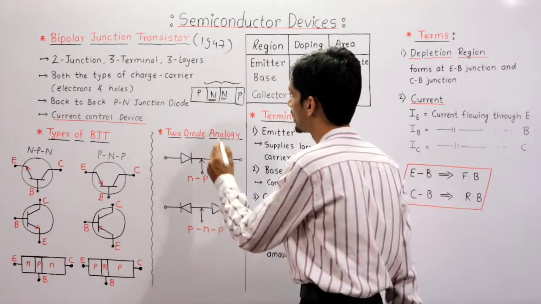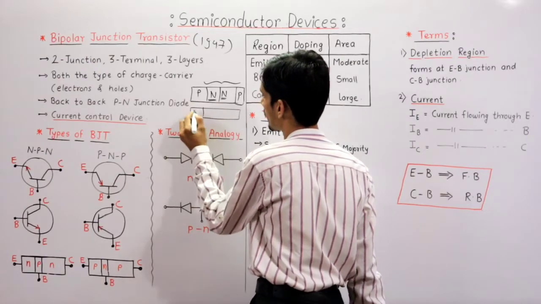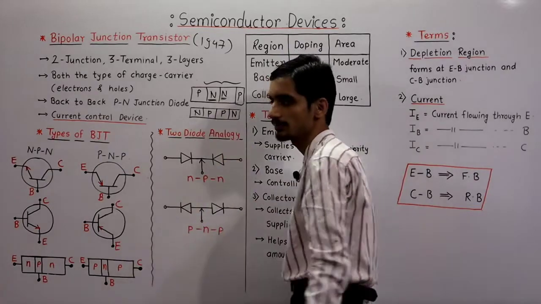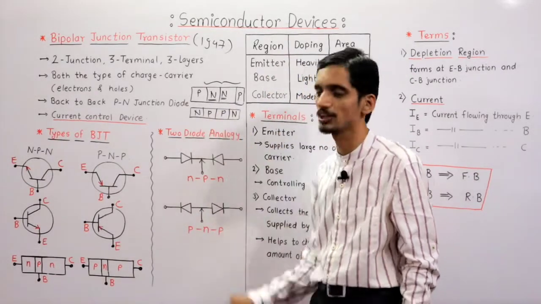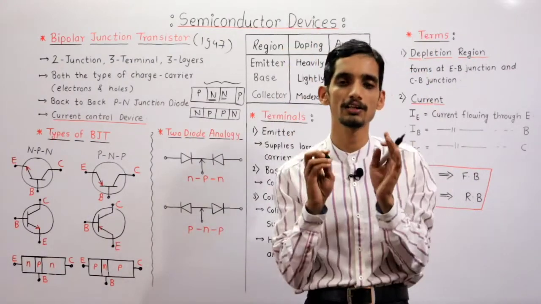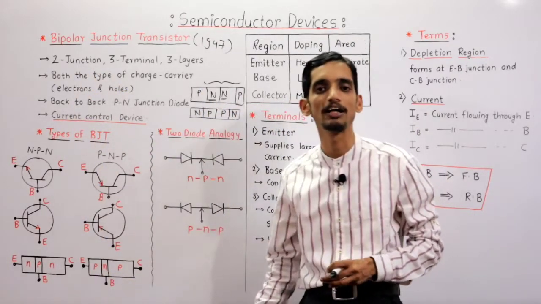And suppose if this is the structure and this is N, this is P, this is again P, and if this is N, then this is an NPN transistor, in which P type semiconductor is sandwiched between two N type semiconductors. It means there is a combination of two junctions. That's why this is called a two junction device.